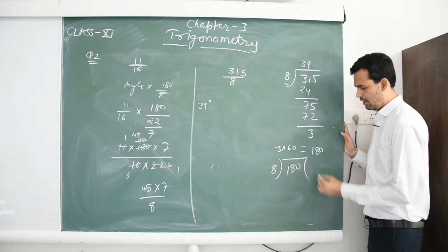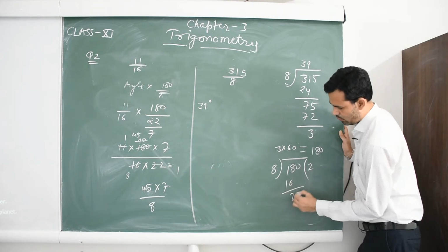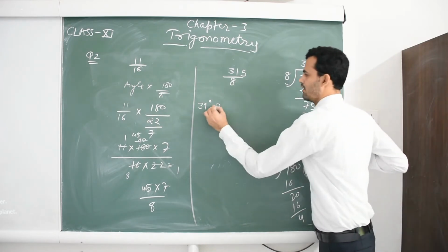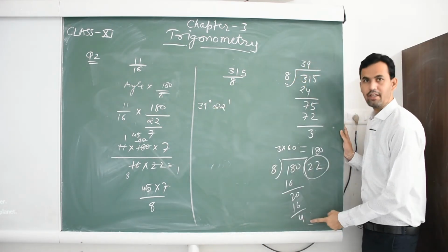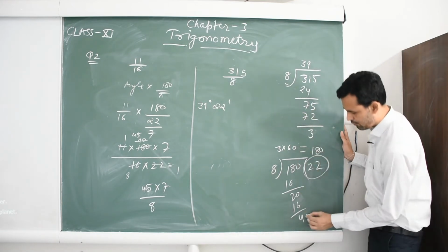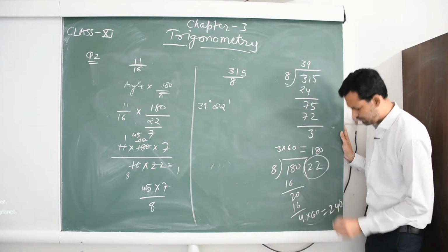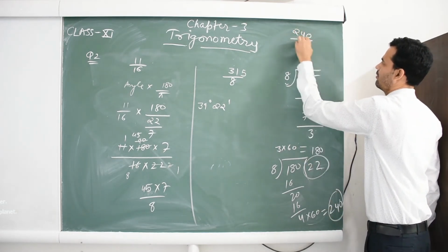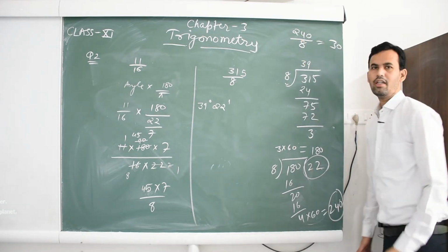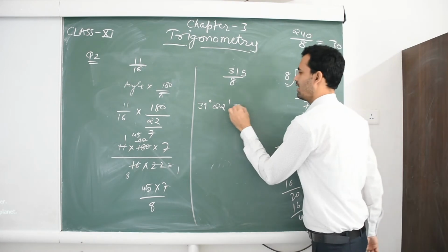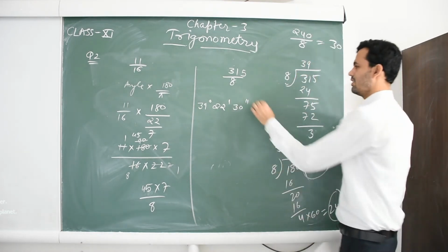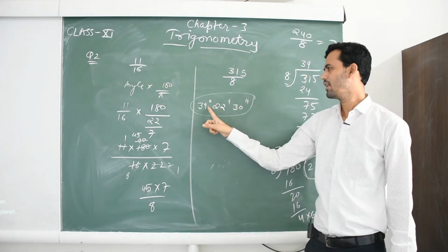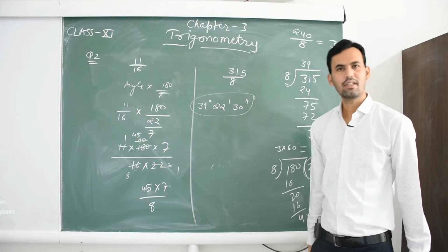180 by 8. So 2 times 16 is 16, remainder 4. So this is 22 minutes. Again we get remainder 4, so we multiply this 4 by 60. We get 240. Now this 240 again we divide by 8. 240 divided by 8, we get 30. 8 3s are 24 and 0. So 30 seconds. This is the value of this angle 11 by 60 in degrees: 39 degree, 22 minute, 30 seconds.